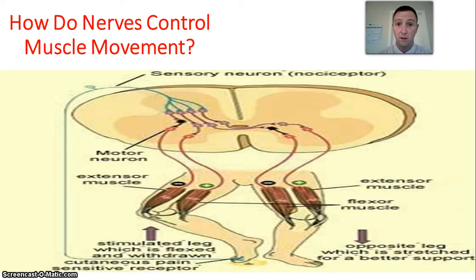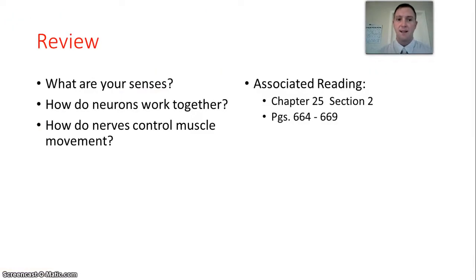Okay, cool? All right. Things you need to know: what your senses are, the 3 types of neurons, how they work together, how the nerves control muscle movement in those feedback loops. You can find some of this in section 2 of chapter 25, pages 664 to 669.